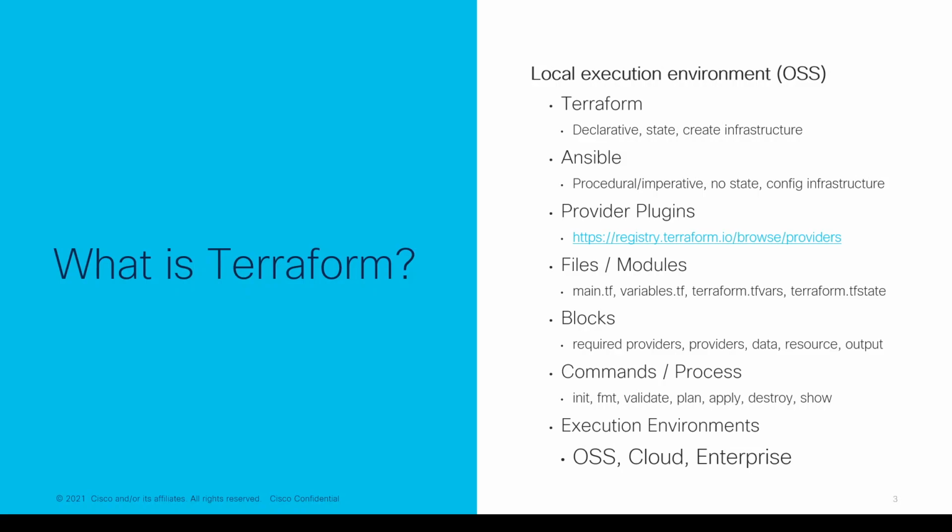Now, we mentioned at the very top of this slide that the Terraform binary that you download to your local laptop, you're executing it locally. And so that means that this is essentially a local execution environment, but there are other execution environments available. So OSS refers to the open source software version of Terraform, and that's the local execution environment on your laptop. But there's also Terraform Cloud for Business. So that's what we mean here by cloud.